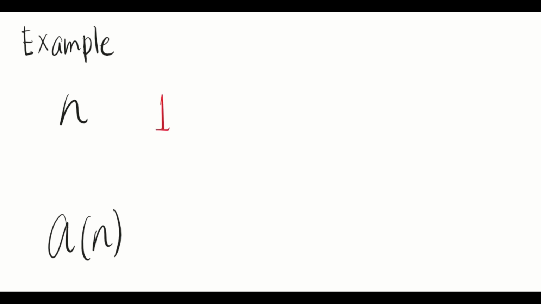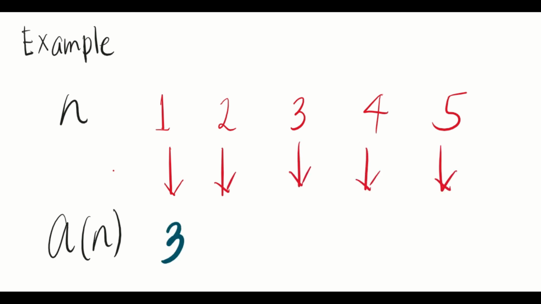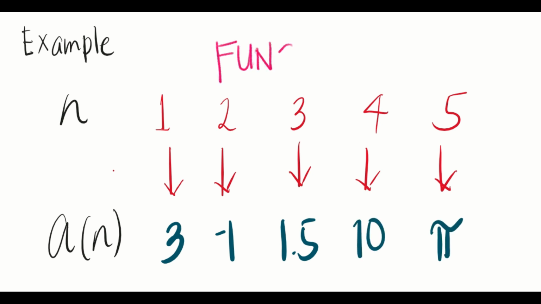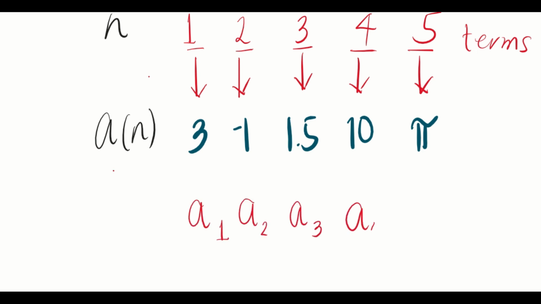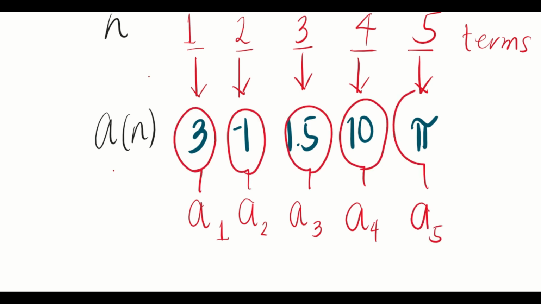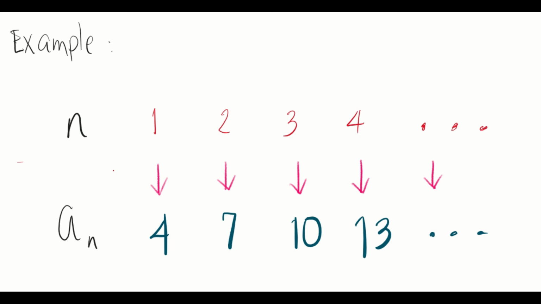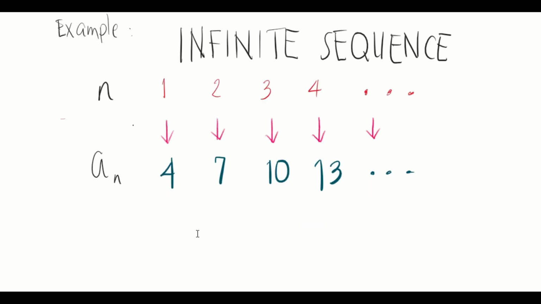If your domain is 1, 2, 3, 4, 5, and has correspondence to your range 3, -1, 1.5, 10, or pi, respectively, this is a function relation. This finite sequence has 5 terms. We may use the notation a sub 1, a sub 2, a sub 3, a sub 4, a sub 5 to denote numbers in the range corresponding to our domain, respectively. In grade 10, we often encounter sequences that form a pattern, such as an infinite sequence, where a sub n is equal to 3n plus 1.